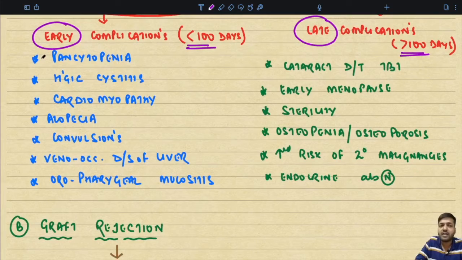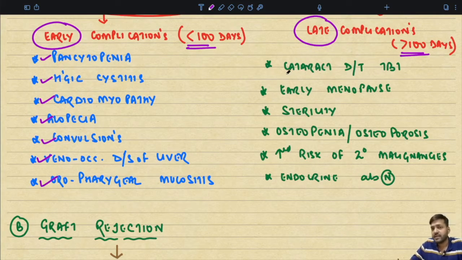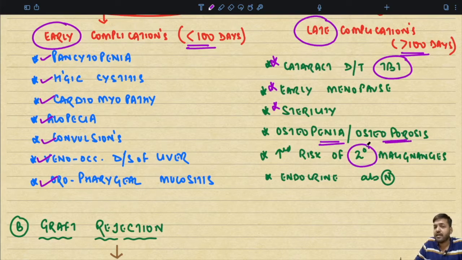So what are the early complications? They are pancytopenia related conditions: there will be bleeding, reduced RBC so there can be anemia, along with infections as well. The second important complication is hemorrhagic cystitis. Then we have cardiomyopathy, alopecia, convulsions, veno-occlusive disease of the liver, and oropharyngeal mucositis. Now, what are the late complications? They include cataract, which occurs because of total body irradiation, early menopause, sterility, osteopenia or osteoporosis, increased risk of secondary malignancies, as well as endocrine abnormalities.